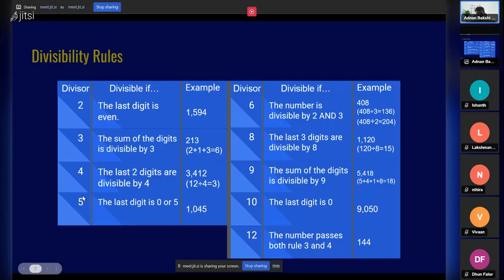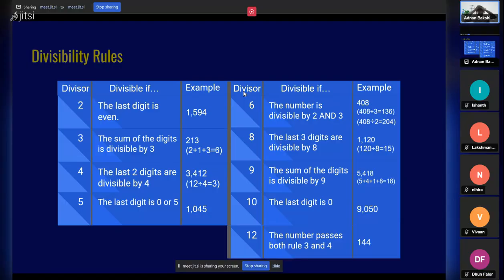Moving on to 5, it's divisible by 5 if the last digit is 0 or 5. So that's pretty easy. 1045 ends with 5, so that means it's divisible by 5. Pretty simple and easy, right?